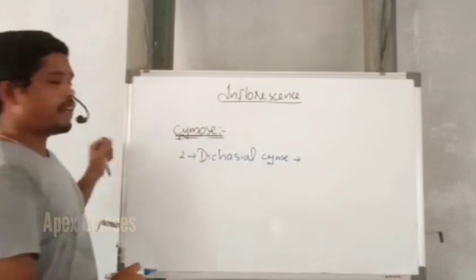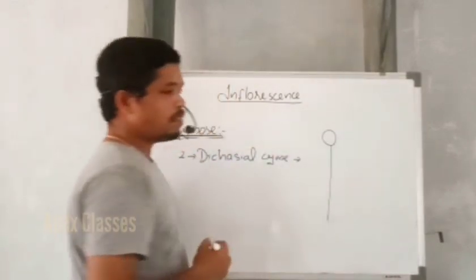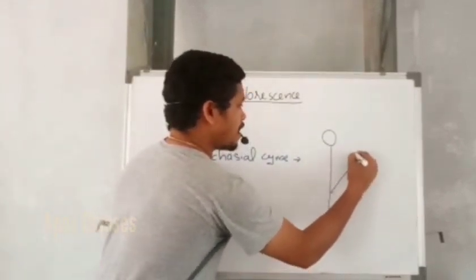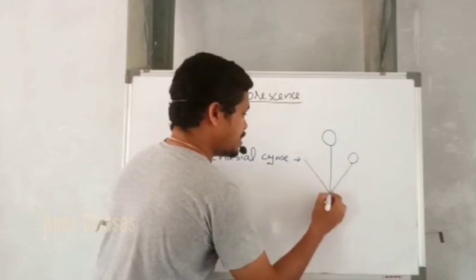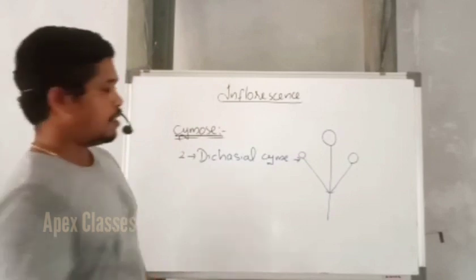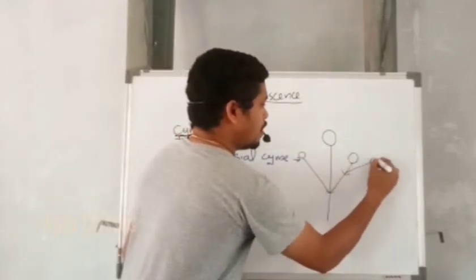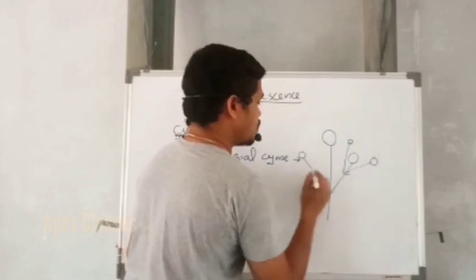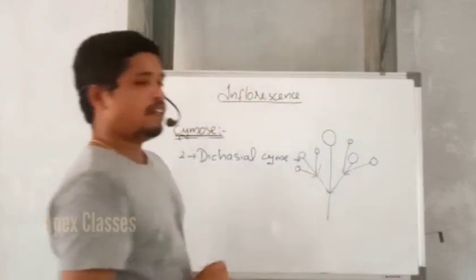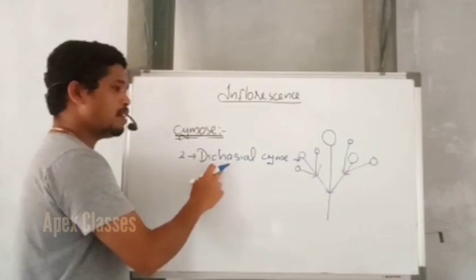In dichasial cyme, here the main axis terminates into the flower. From the main axis, two lateral branches are raised, which also terminate into a flower. Here, from the lateral branches, again two lateral branches are raised, which also terminate into a flower. This type of arrangement is known as a dichasial cyme.